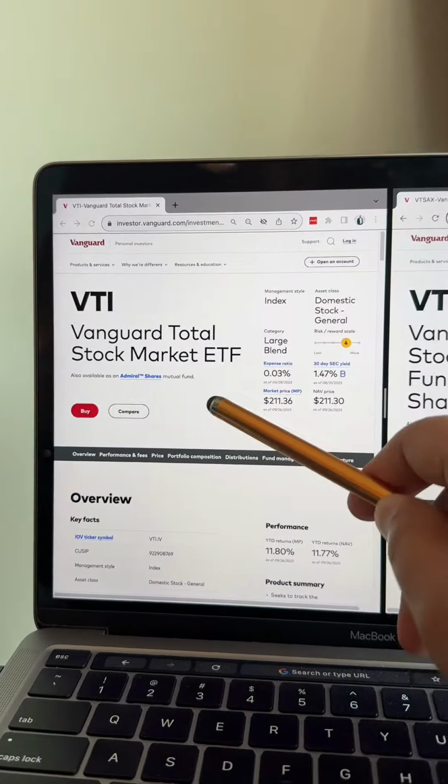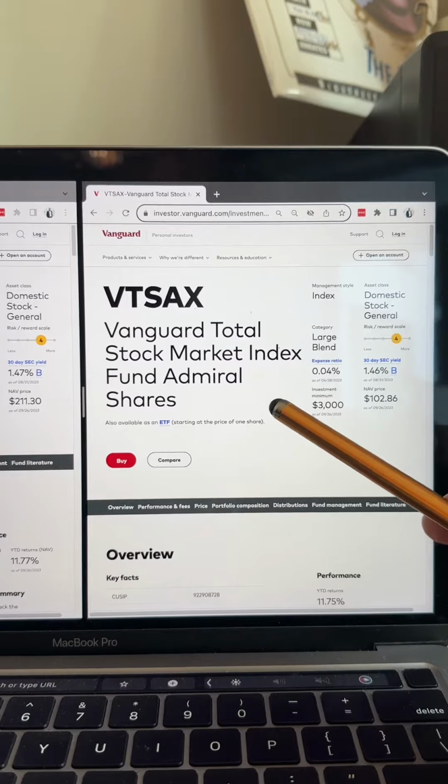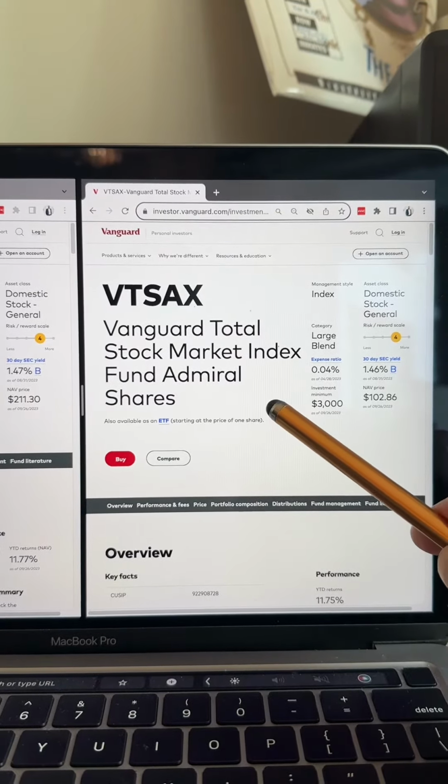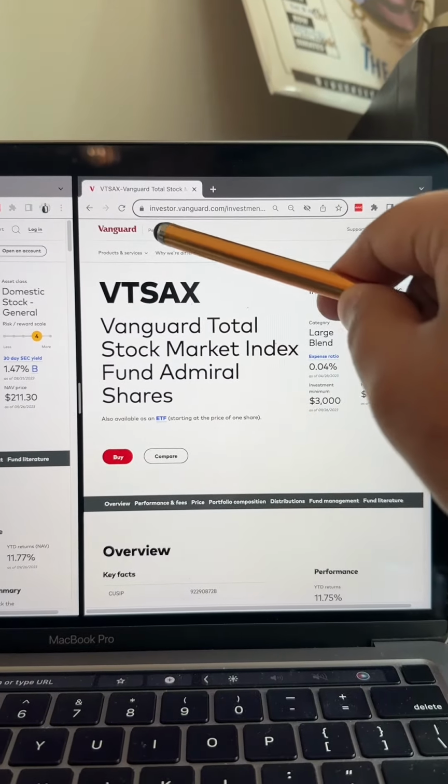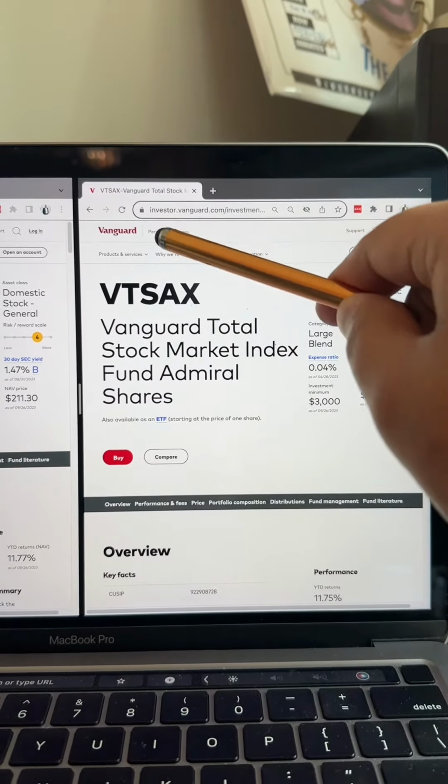The first major difference is that VTI is an ETF and VTSAX is a mutual fund. And in layman's terms, what that means is that VTI trades exactly like a stock. So I can buy this ETF with any online broker like Schwab or Robinhood, and I could buy it at 10 a.m. and sell it at 10:05 a.m. Meanwhile, VTSAX works a little bit differently. Since VTSAX is a mutual fund, you typically have to have a Vanguard account to buy this fund. In general, you won't be able to buy this fund using an outside broker like Schwab or Robinhood. And with VTSAX, since it's a mutual fund, you can't buy and sell it the same day like you can with VTI.